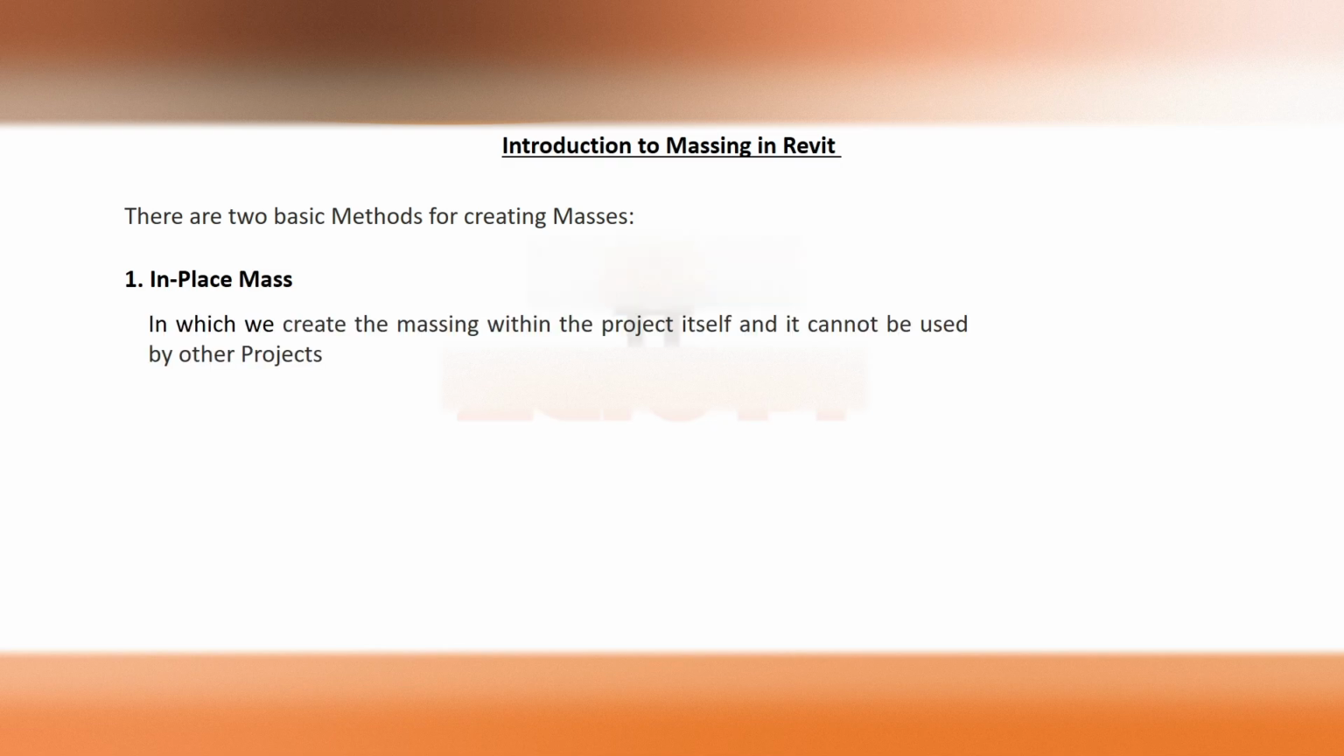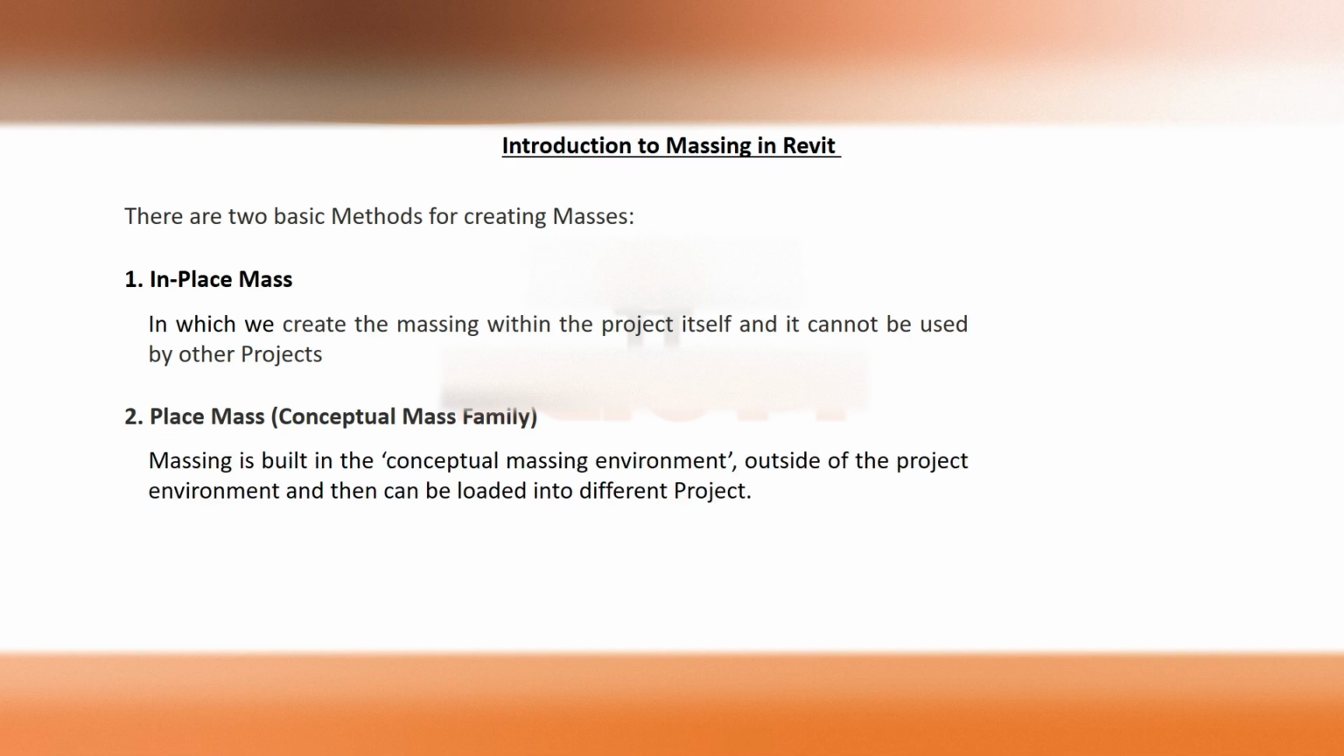There are two basic methods for creating masses. First, it's called in-place mass, in which we create the massing within the project itself and it cannot be used by other projects. In the second way, it's called place mass or conceptual mass family. In this, massing is built in the conceptual massing environment outside of the project environment and then can be loaded into different projects. So let's switch to Revit and see how we can go and use massing.